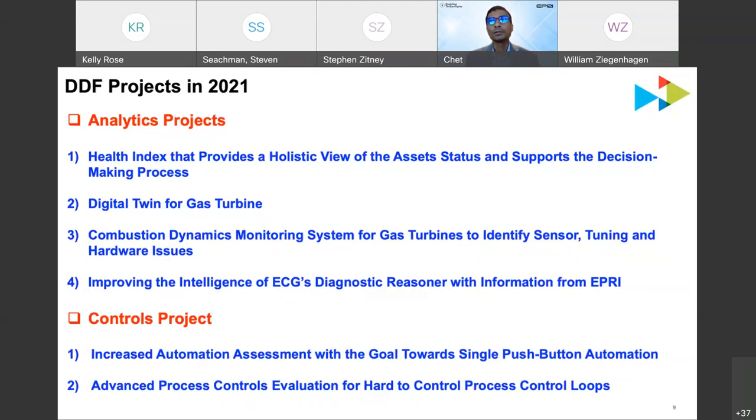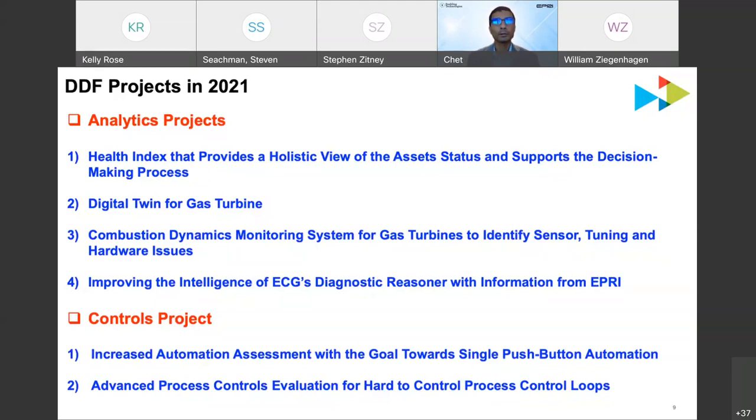The fourth one is improving the capabilities of ECG, which is a company that produces an APR tool, advanced pattern recognition tool. They have something called a diagnostic reasoner, where they're able to develop a network between the causes and symptoms from different assets. So the alarms that we get in our monitoring and diagnostic center from different assets are mainly symptoms. But we still spend a lot of time identifying the cause of the alarms.